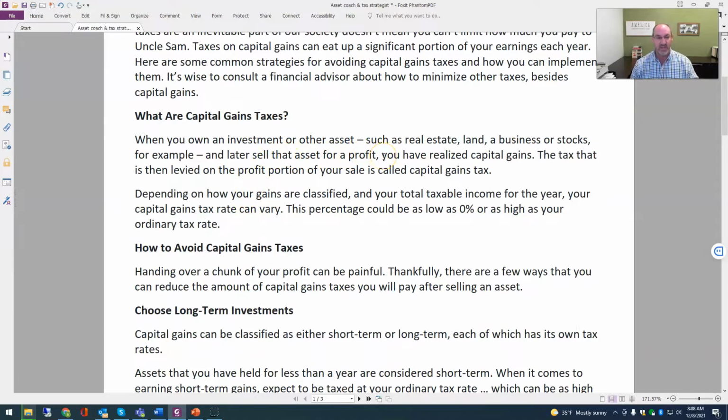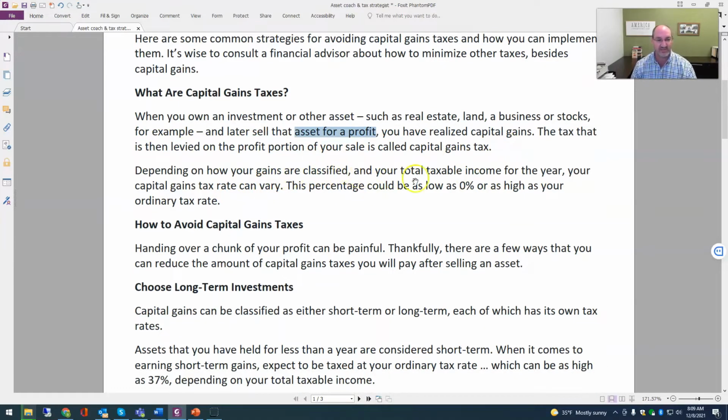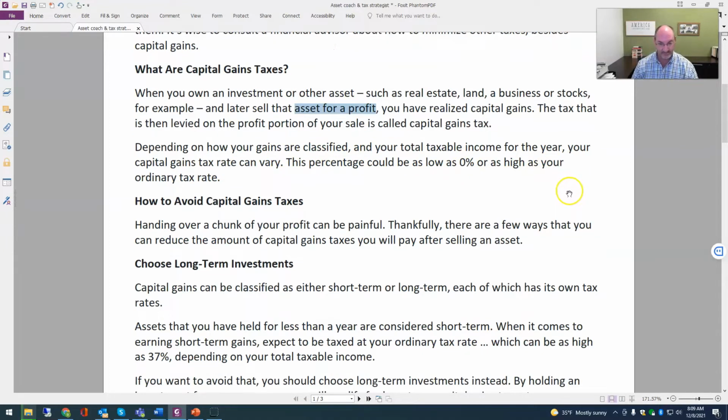Okay. Now here's the thing. Cap gains, how do you offset? We'll talk about this later on. Maybe you sell an asset that actually has a loss to offset other gains. So you have to make that assessment when you go through this process. The tax that is then levied on the profit portion of your sale is called capital gains tax. Depending on how your gains are classified and your total taxable income for the year, your cap gains rate may vary. This percentage may be as low as 0% or as high as your ordinary income tax rate.